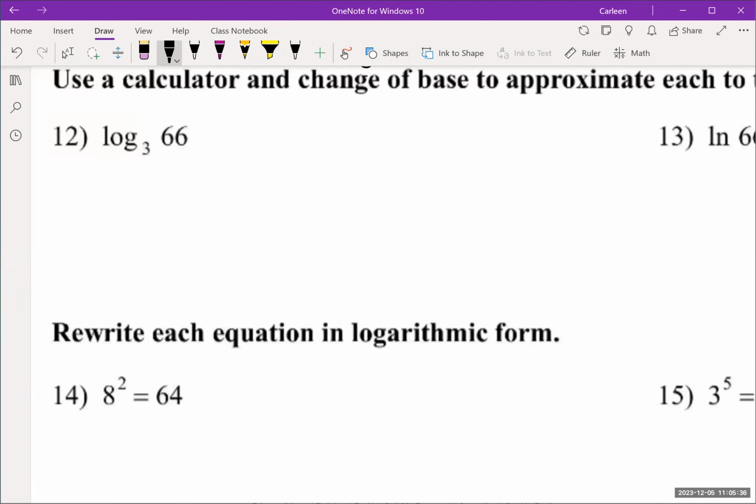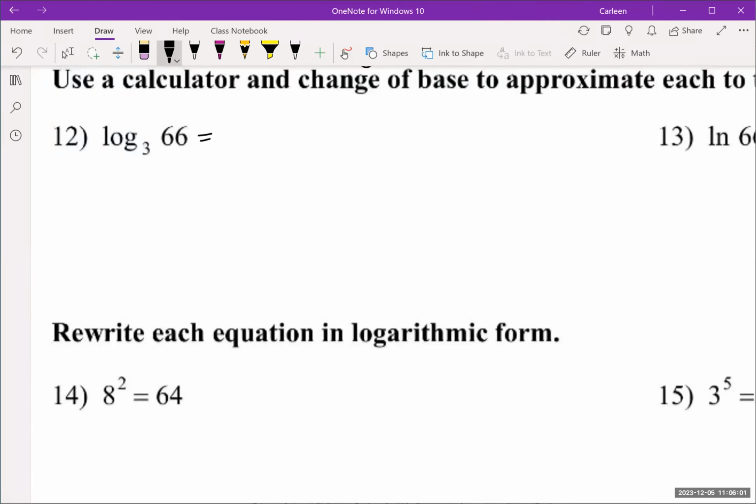Okay. Number 12. 66 is not a power of 3. We can't change it into exponential form. There is no exponent that'll make 3 into 66.